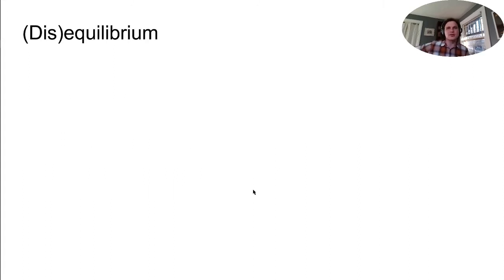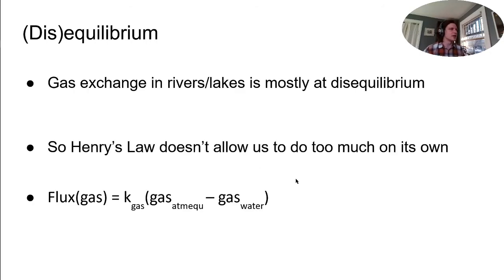And this gets into an idea that Richard's going to cover more in a future video, but gas exchange is really a process that's at disequilibrium. It's not really an equilibrium process. And so we're going to talk a little bit about kinetics and reaction rates in our next set of videos. But it's important to know that the way we think about gas exchange is because it's at disequilibrium. And that's true in rivers and lakes. That's definitely true in soils. Gas is at disequilibrium, and so Henry's law doesn't really allow us to do much on its own, because it assumes equilibrium. And so we need to adjust our approach.